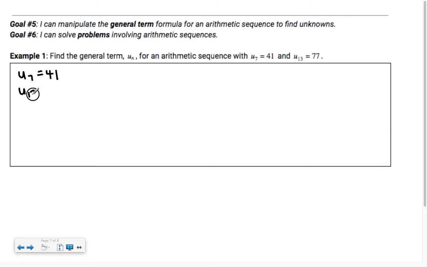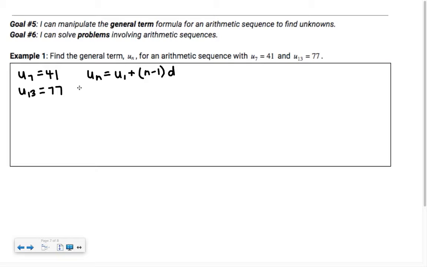And u13 equals 77. We remember that un for an arithmetic sequence is equal to u1, the first term, plus n minus 1 times d, the common difference. So in this case, we don't know our u1 and we don't know our common difference. We only know the value of these two terms in our sequence. So we can't just plug and play here with the u1 and the common difference like we did in goals 3 and 4. But what we can do is set up two separate equations using this information and solve them as a system of equations.